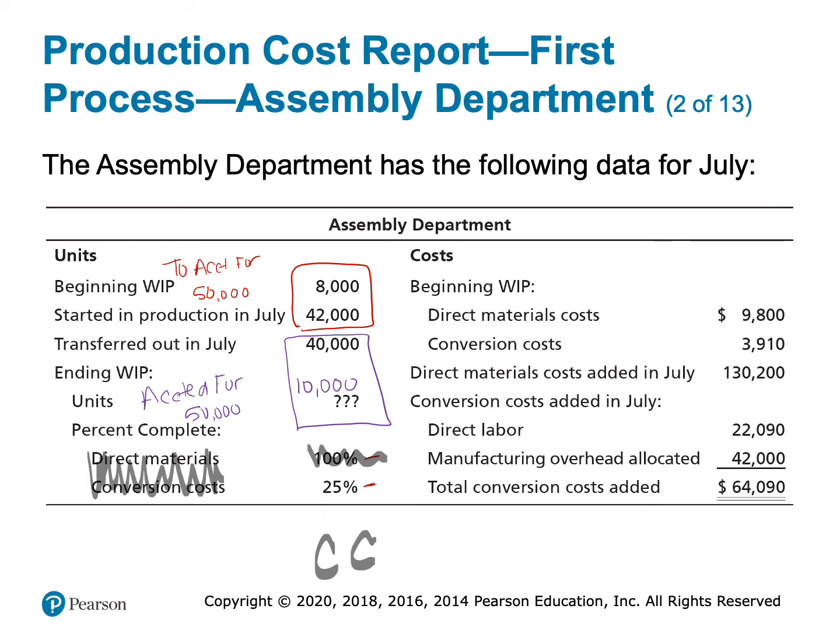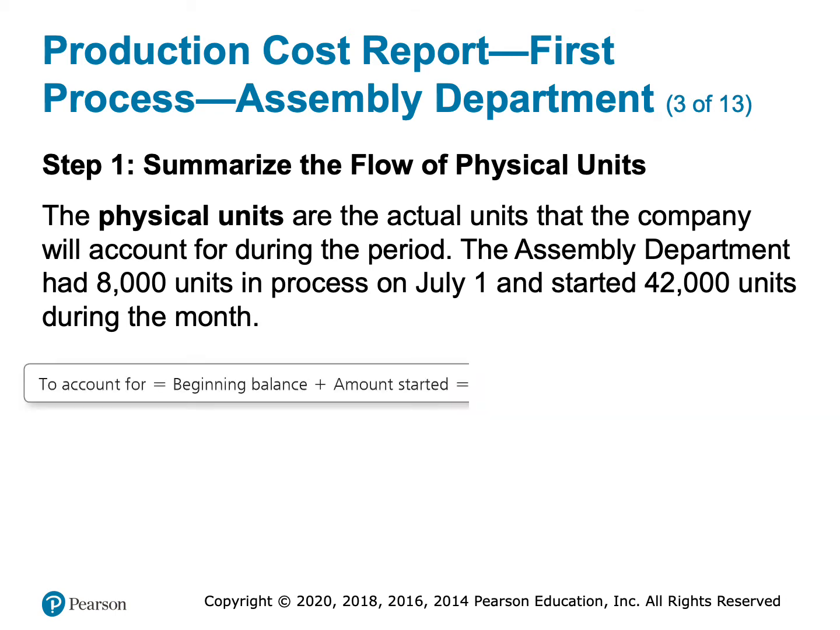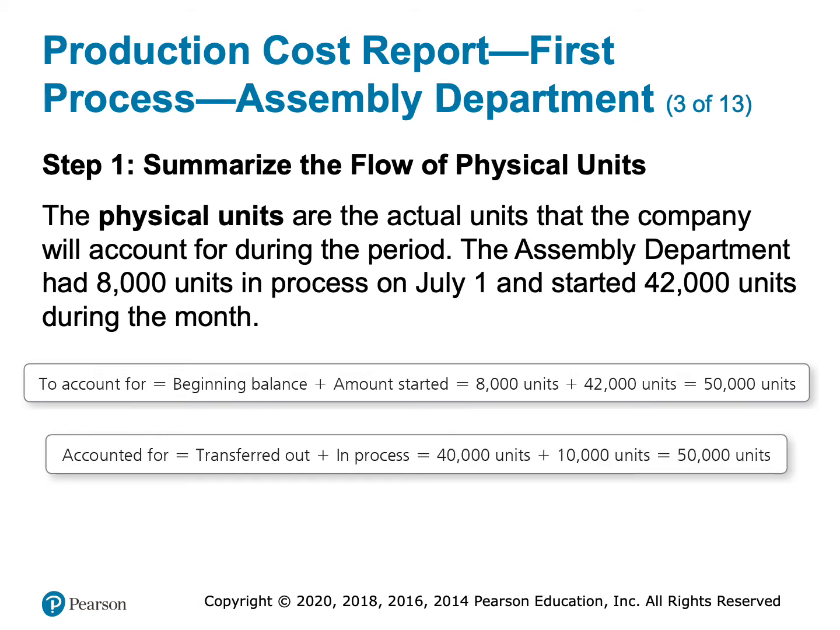Notice again, they give us this data, and I've given you this in the notes, and we're going to come back and pull these numbers off of it, so you'll want to be able to flip back and look at these as we go through. The first thing we need to do is summarize the actual physical flow of units. We had 8,000 units to start with and 40,000 units started into production, so my to account for is 50,000 units. My accounted for is the transferred out plus the ending balance of work in process. Transferred out is 40,000, it has to equal 50,000, so we determined that the ending work in process is 10,000 units.